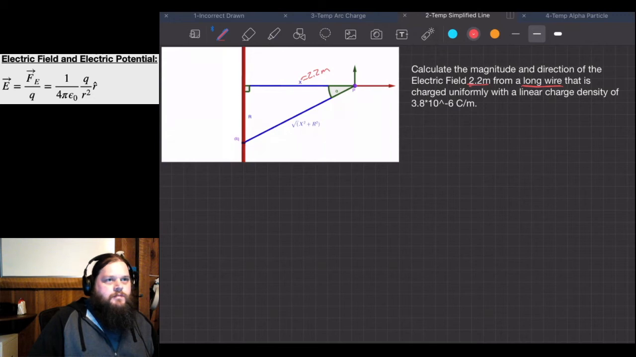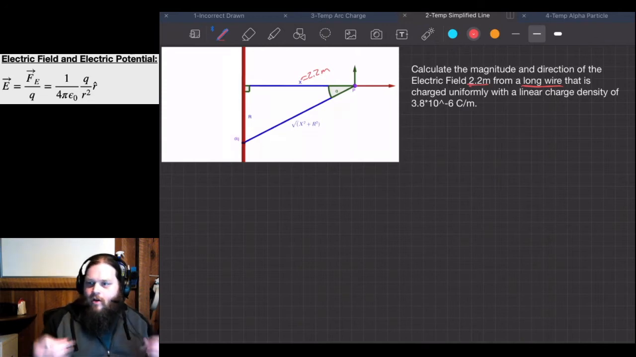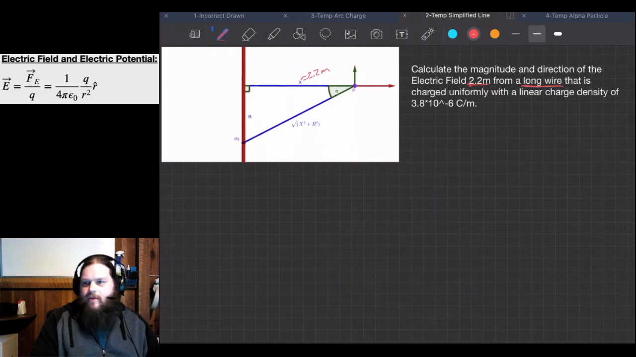And that long wire is uniformly charged with a linear charge density of 3.8 times 10 to the negative 6 coulombs. So that's microcoulombs per meter.